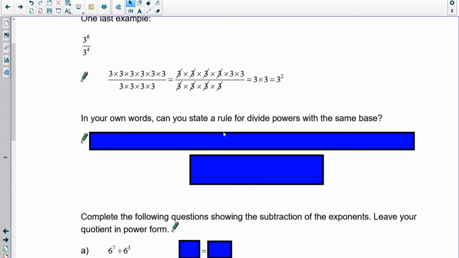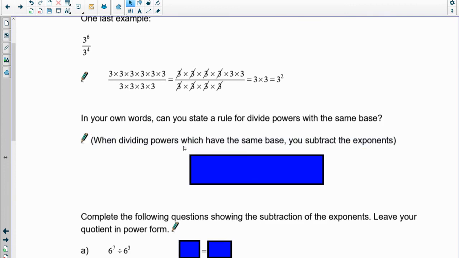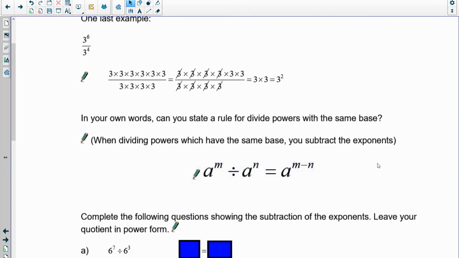All right, so here's what you should be taking. When dividing powers which have the same base, that's critical. If they don't have the same base, none of this applies. All right, so if they have the same base, you can just subtract the exponents. 6 take away 4 gives you 2. So 3 to the power of 6 divided by 3 to the power of 4 becomes 3 to the power of 2. In algebraic form, it looks like this. The bases are all the same. We're dividing. So a to the m divided by a to the n means that you just take the m and the n and you subtract them.